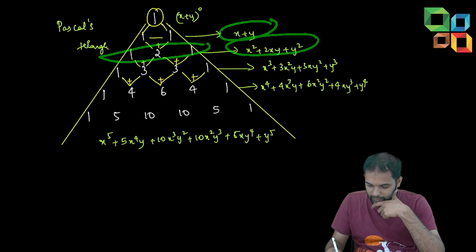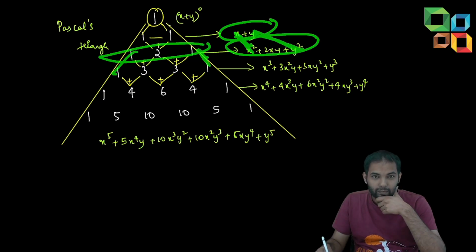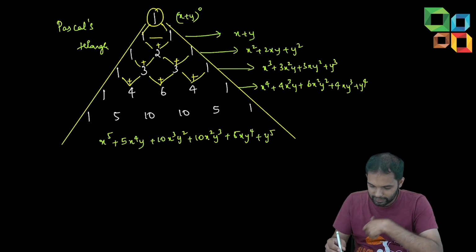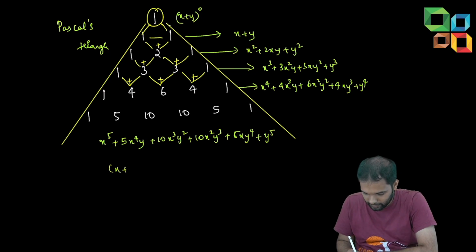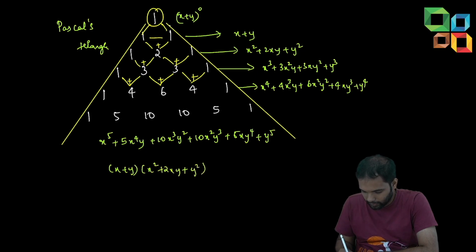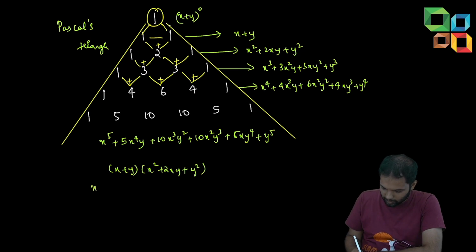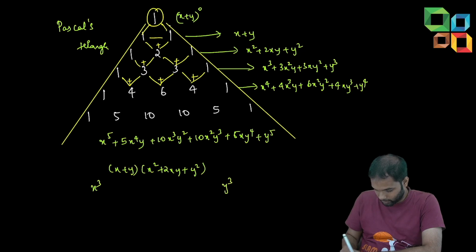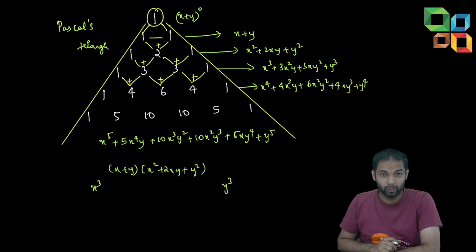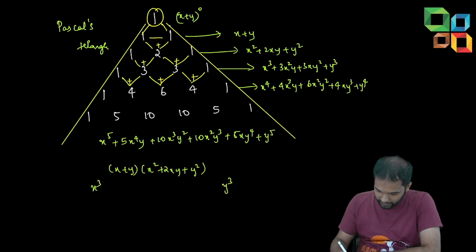But what you're doing is just multiplying this 1 and 1. Look at this. This is x cube. This 1 and 1 would be y square. That's it. Correct? So if you want, let's multiply it here once more. x plus y into x square plus 2xy plus y square. What we're trying to do is just show how the multiplication works. So x into x square is x cube, and y into y square is y cube. So that is taken care of.